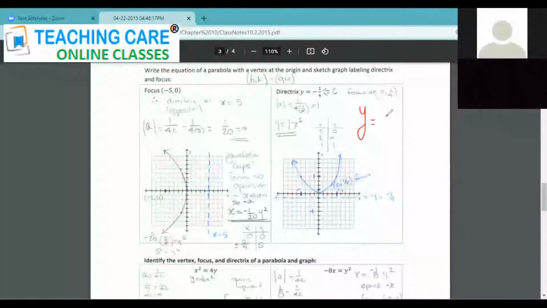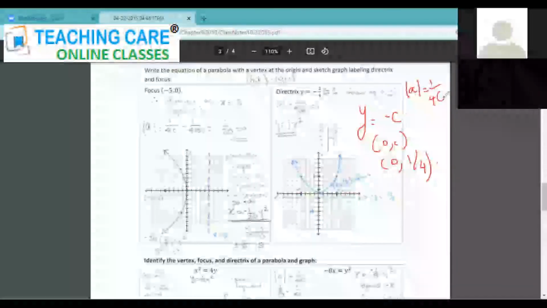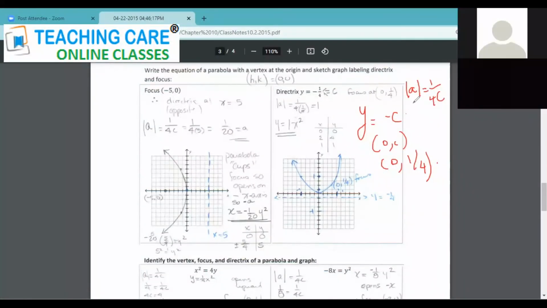We are having y equal to -c here. Understood? So the focus will be (0, c). Now it is (0, 1/4) here. I'm just comparing with this. And the absolute value of a will be equal to 1/4 times c. Now I have my c value, so the absolute value of a will be equal to 1/4 times 1/4. This 4 gets cancelled, and I'll have the absolute value of a equal to 1. So I have got the a value.